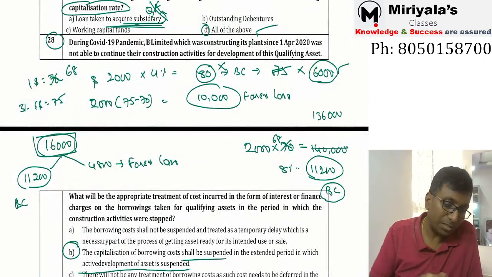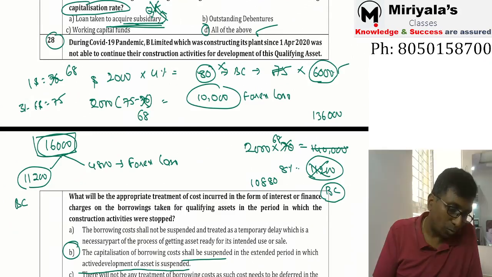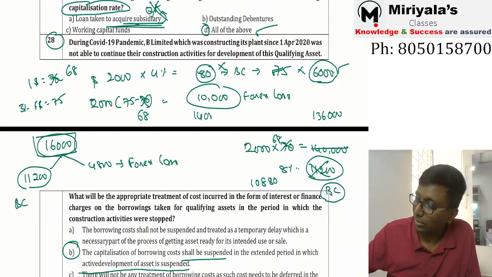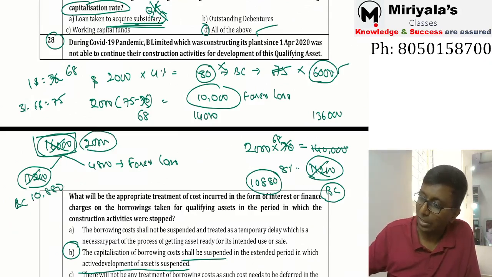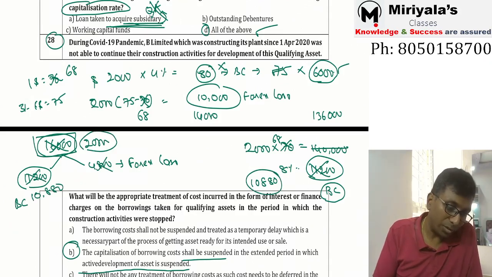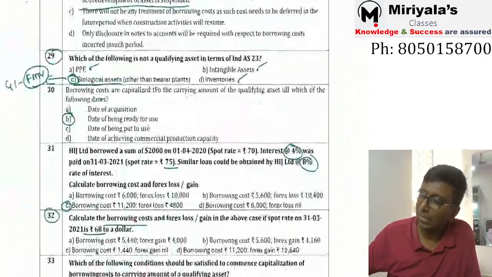1,36,000 into 8 percent, this is going to become 10,880. That's all. Now 68 when I keep it here, what is your loss? 2000 into 7 rupees is my loss, that means 14,000 rupees will come here. So my total will be 20,000 rupees. Of the 20,000 rupees, to what extent could I capitalize it? 10,880 I should capitalize. So 20,000 rupees minus 10,880 will be capitalized, and 9,120 will become my forex loss.